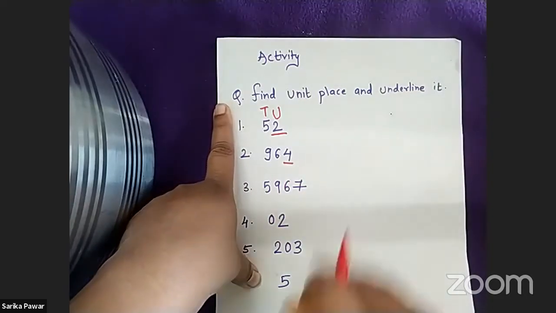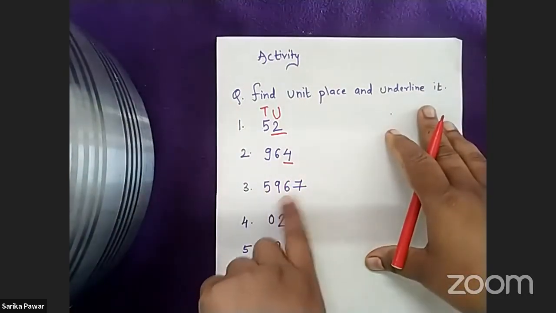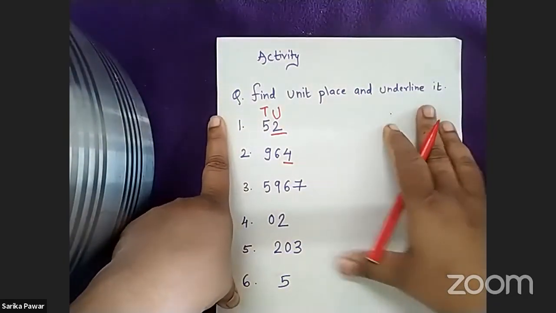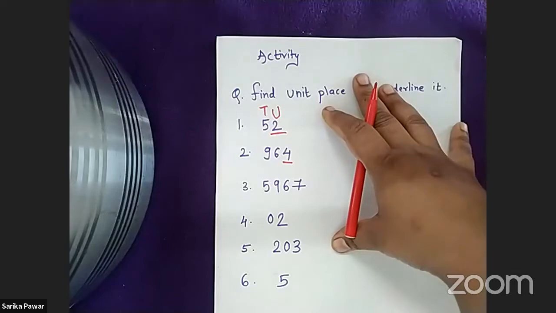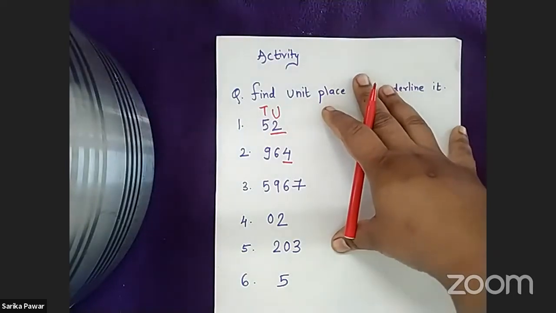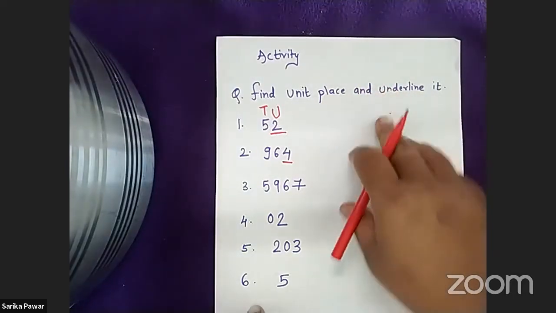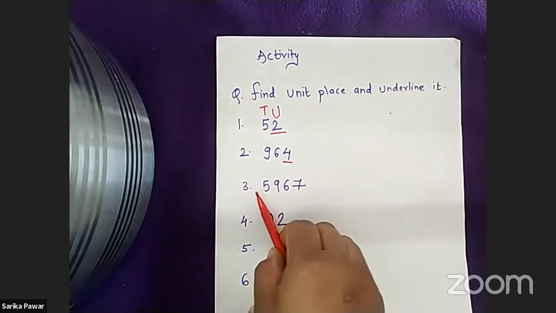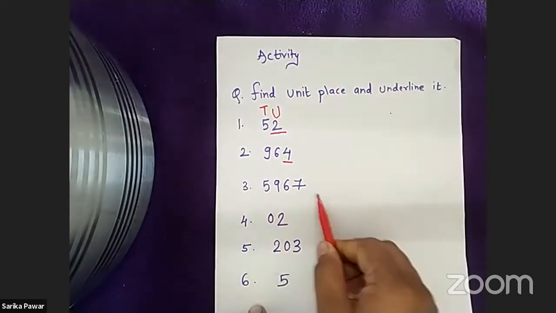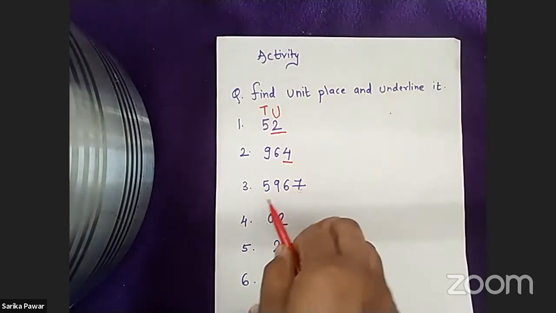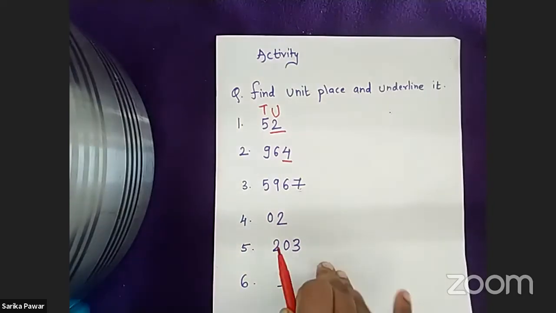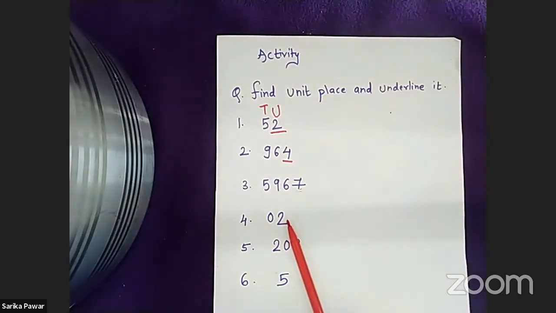Now, who will read the next number? 5967. How will we read it? Read this number. Problem number 3. Just you have to read this number. First of all, read the number. Then I will ask you to find out the unit place.